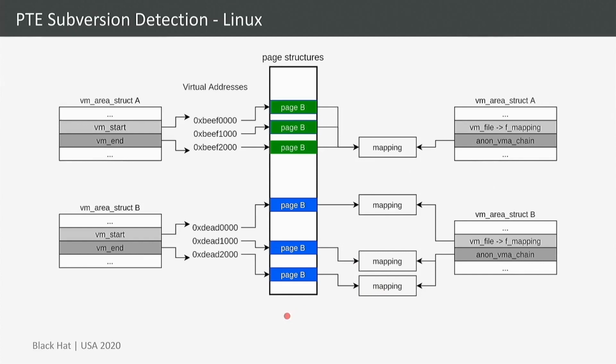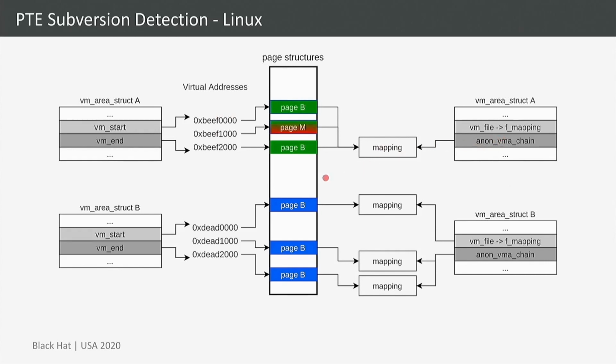Okay, now let's have a look at the other side. When we are enumerating the virtual addresses for a VM area struct, we can resolve them to the page frame number, and by that get the corresponding page structure. Again, we can collect them based on the mapping. In this case, we have 3 virtual addresses with the 3 page structures which belong to this mapping, which also corresponds to the mapping for this VM area structure.